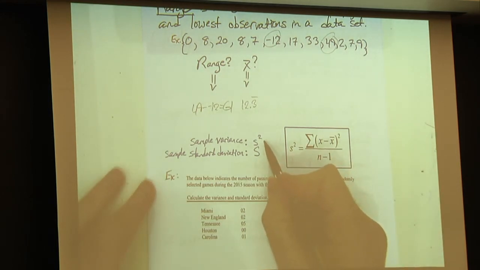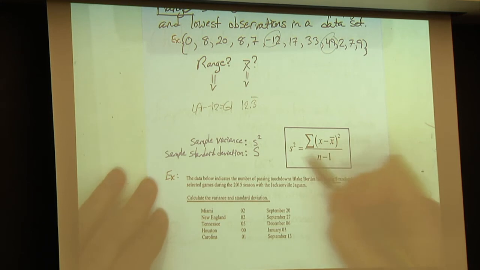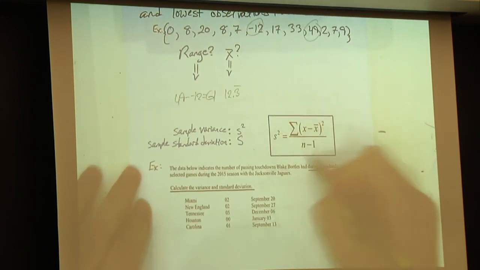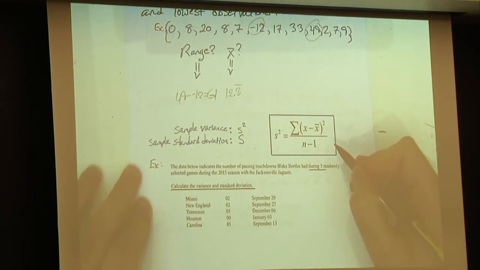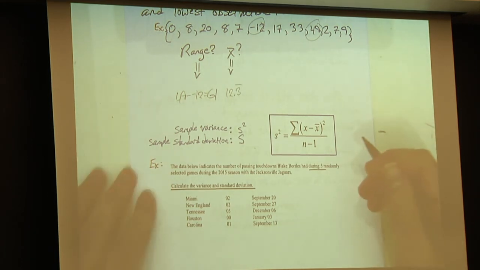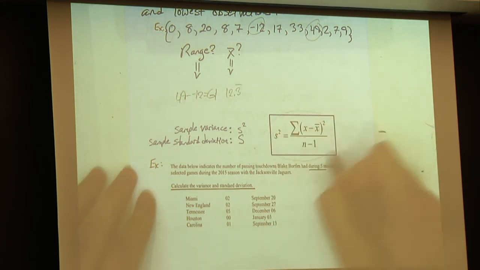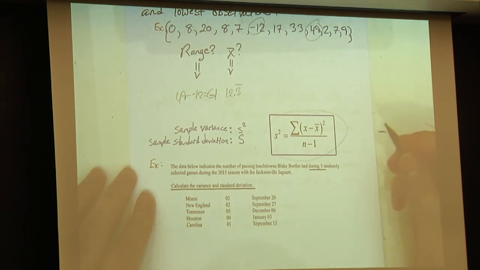Sample variance, s squared. Sample standard deviation, s. Those are just definitions, right? S squared for variance. This is one way I've seen it written. Your book might have other ways to write this depending on how big your sample is, or there are other approximations we can use, but this is my go-to guy for calculating sample variance.